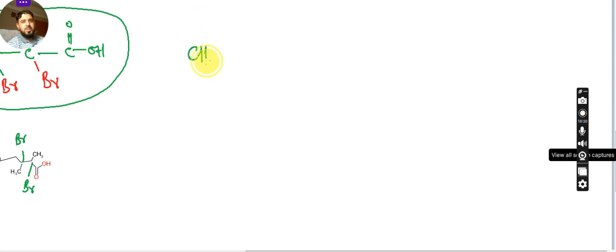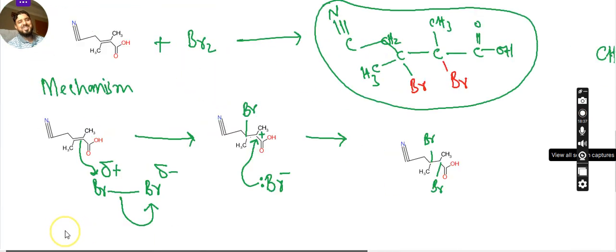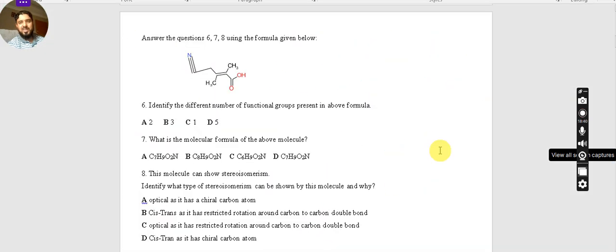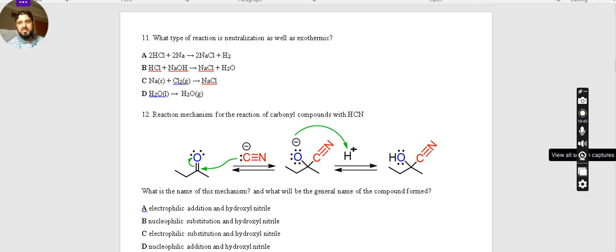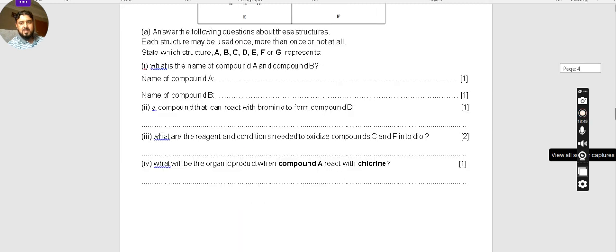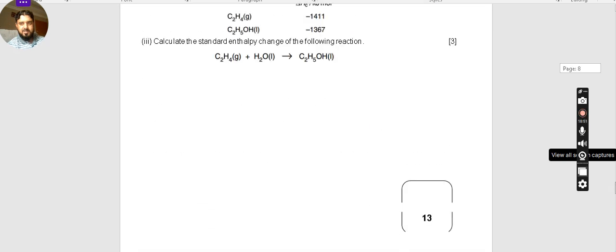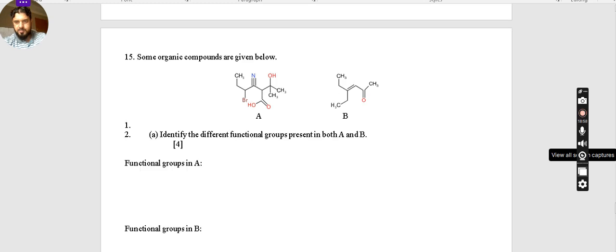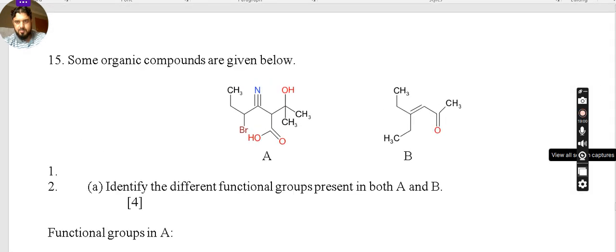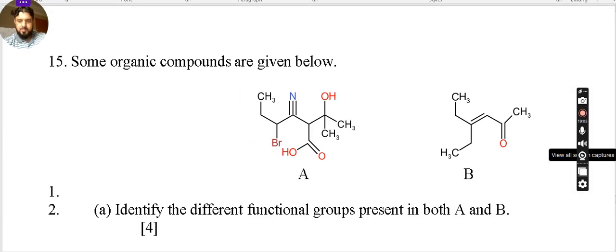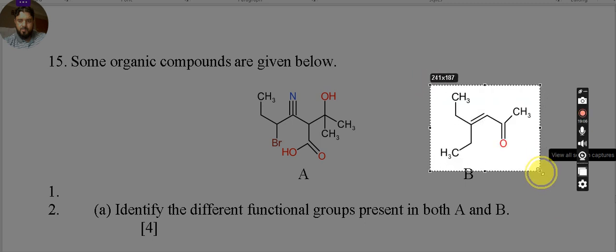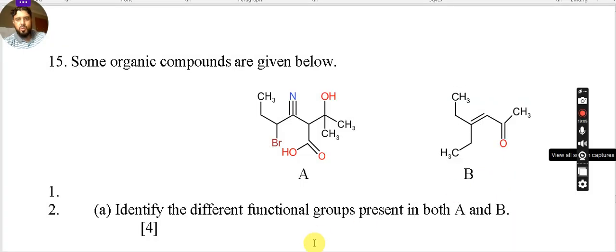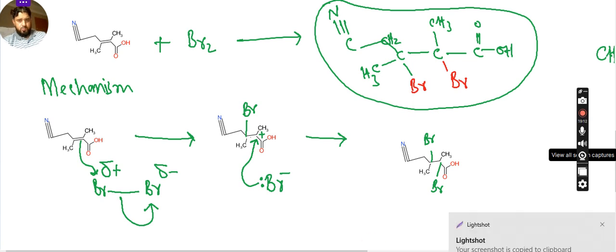For example, I have this molecule. Let me choose from here. Let me make it a little bigger. For example, this is the molecule. Help me: if I want to react it with bromine, what will be the product?